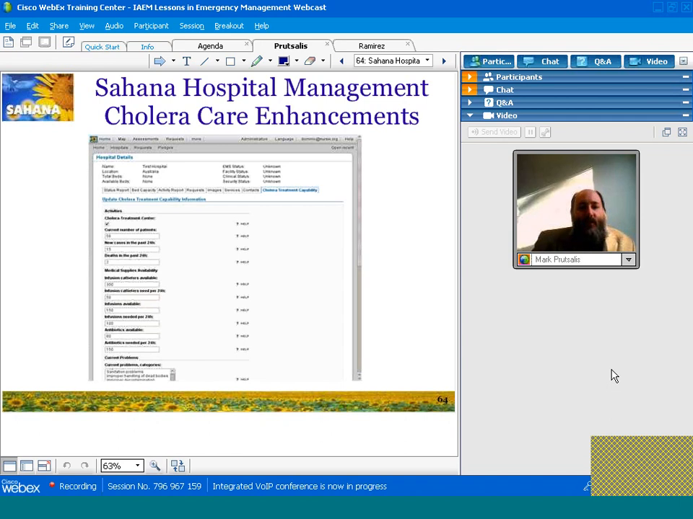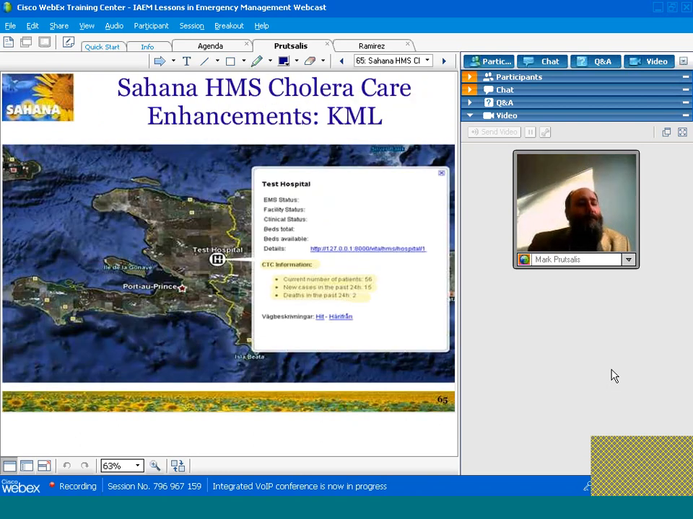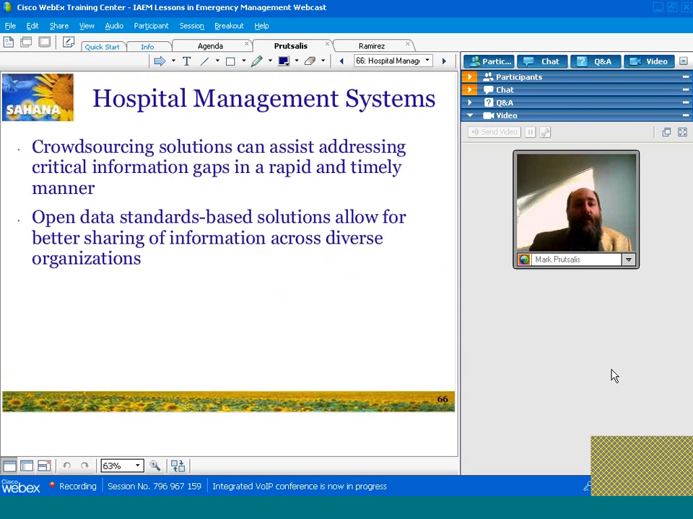In the fall, we made some enhancements to our system because there were cases of cholera that came up in terms of tracking a facility's ability to handle cholera and their supply needs, in particular for antibiotics and IVs. And we also updated our mapping system to be able to display that information within our mapping client to be able to support the cholera issues that were going on.